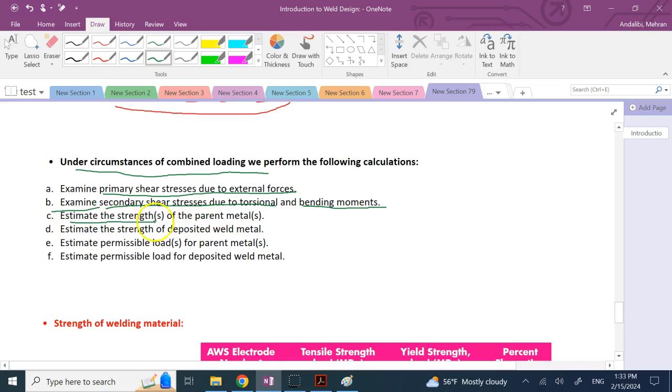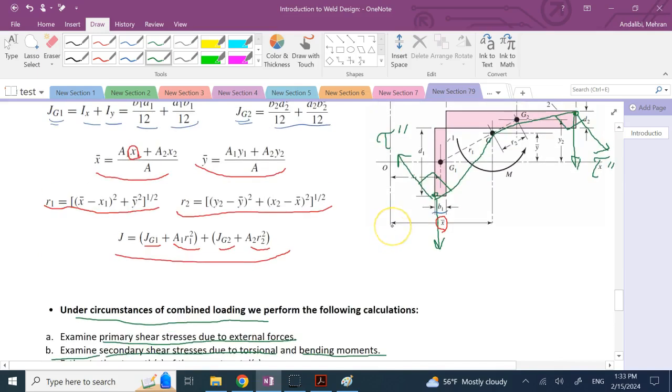Then you also need to know the strength of the parent metal, the strength of the weld metal, and then calculate how much load you can have based on the given safety factor for the parent metal and for the weld metal. So in welding, it's not just enough to focus on the welded material. You need to also look at the parent material too and make sure both of them are safe.